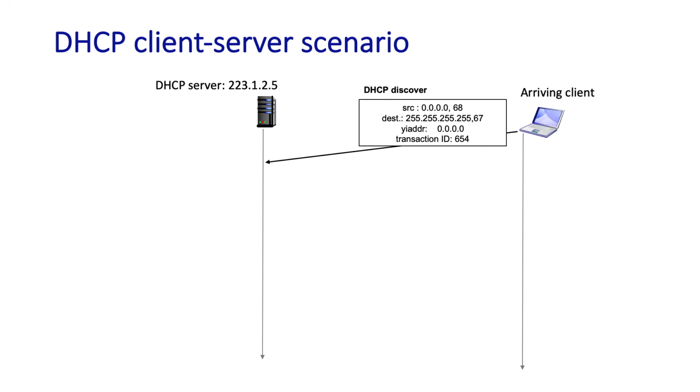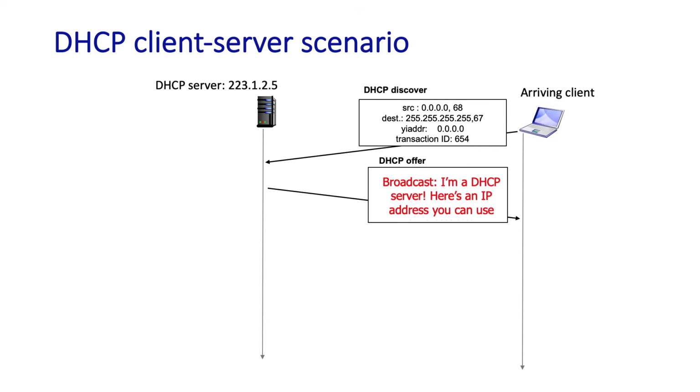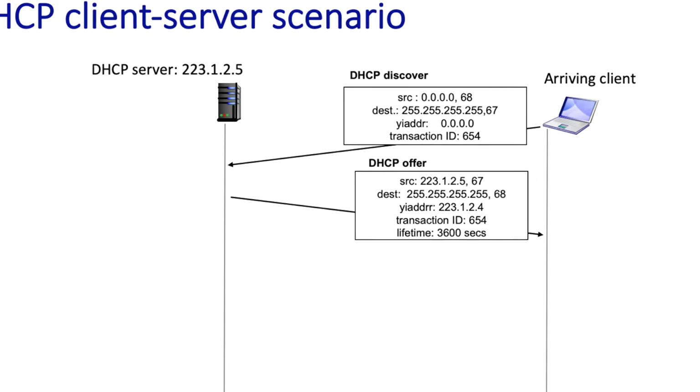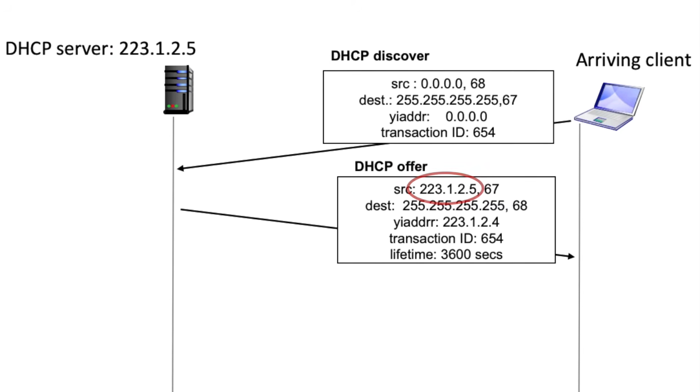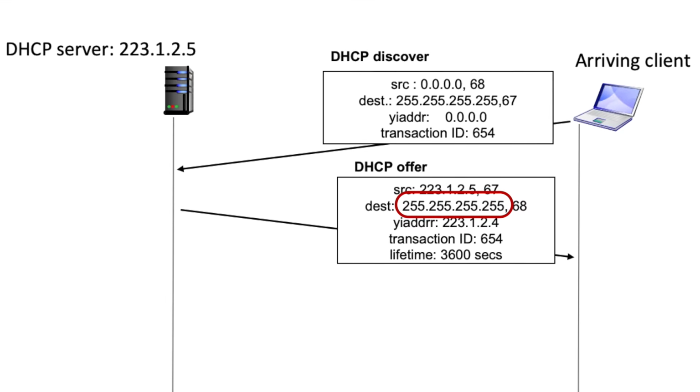Here's the second step. Any DHCP server that receives this broadcast discover message, and there might be several such servers, can reply with a DHCP offer message. This message basically says, hey, I'm a DHCP server and here's an IP address that you can use. If we look at the details of this offer message, we see that it comes from the DHCP server with an IP address of 223.1.2.5, as in our figure earlier, and from port number 67. This offer message is being broadcast to all interfaces on the subnet.